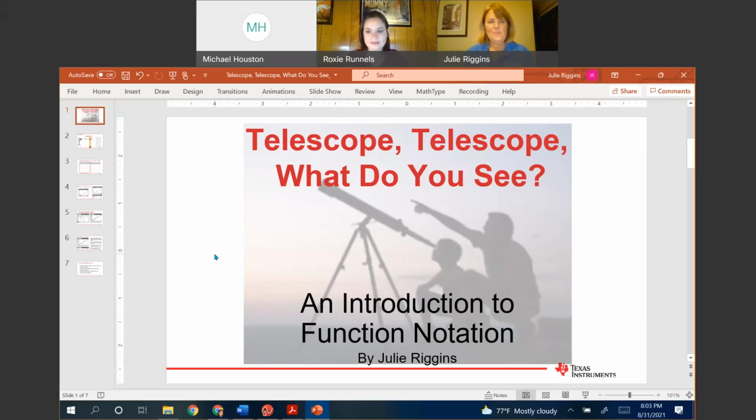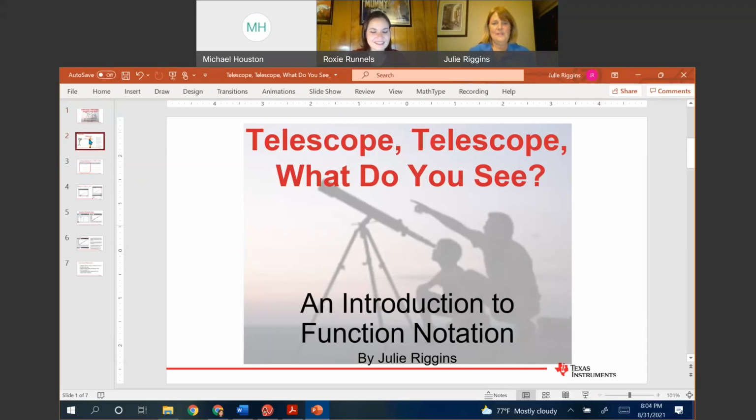So this activity, they are going to collect some data. I love collecting data. And we're going to analyze data where they look through a paper towel tube. This is their telescope, right?